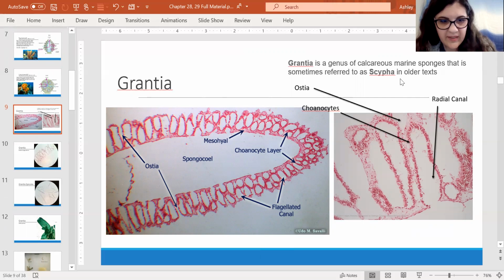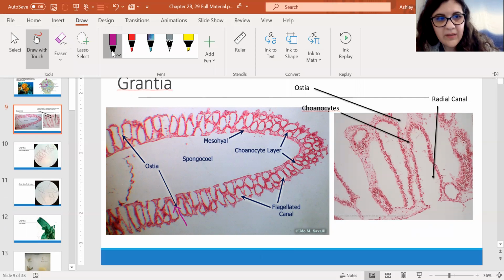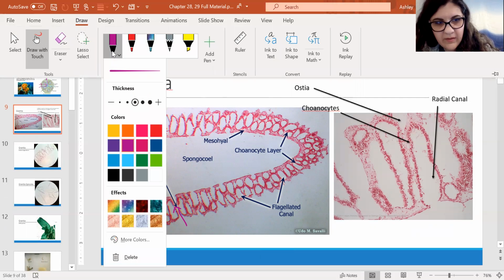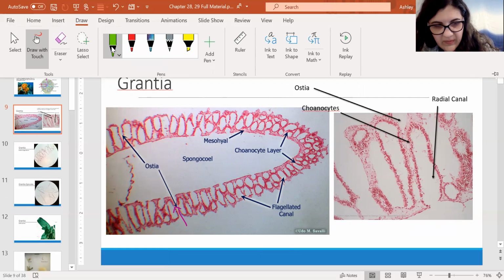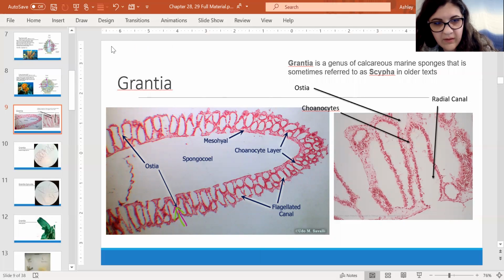Here you can see openings where water can flow in. Let me change my color. So openings where water can flow in are ostia. And then they have the radial canal, which you can see here, opens to the spongocoel. That's what you're looking for, that opening there.